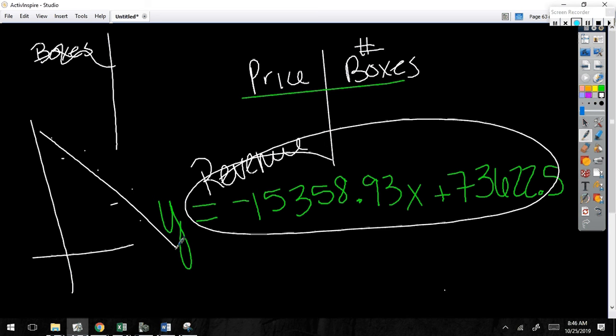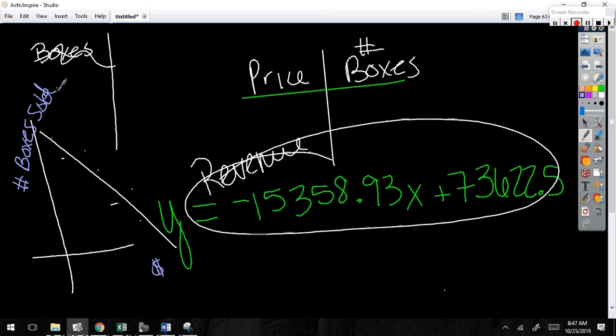Okay, so tell me what this is that I graphed. This is not going where I wanted it to go. X was my price, and Y was my number of boxes sold. So I could tell how many boxes I would sell based on the price, and that makes sense. If your price goes up, you're not going to sell as many. So that's why it's a negative slope.